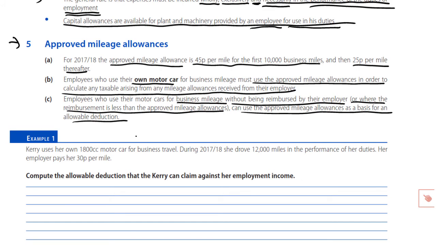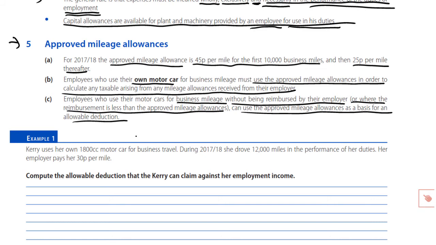So what you're going to have is this, that although in real life most employers would use the approved mileage rates in reimbursing their employees, so there would be no assessable benefit on the employee, there would be no allowable deduction for the employee. In an exam question, that's not going to happen. In an exam question, what is being reimbursed by the employer will be at a different rate to that of the approved mileage allowances. So you've got to do two calculations.